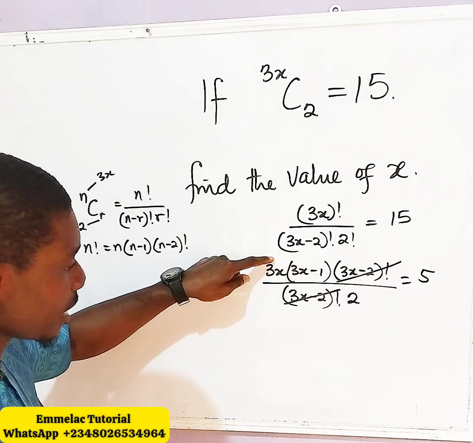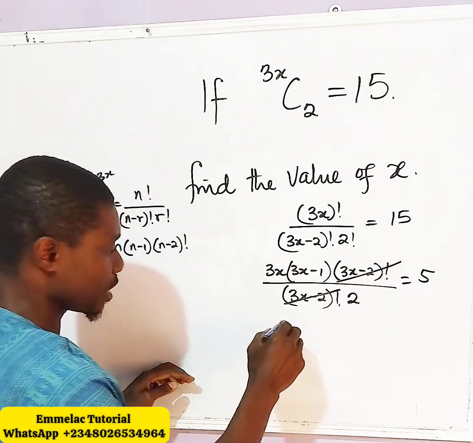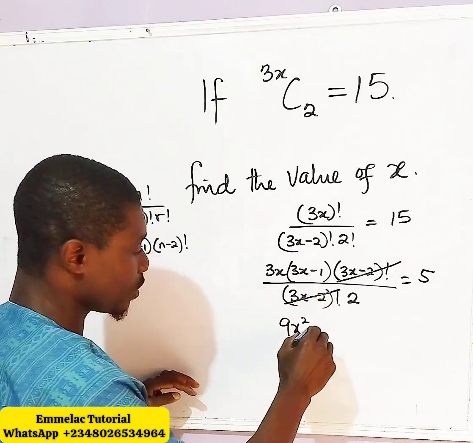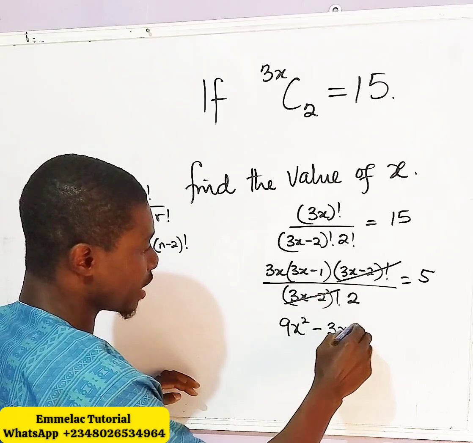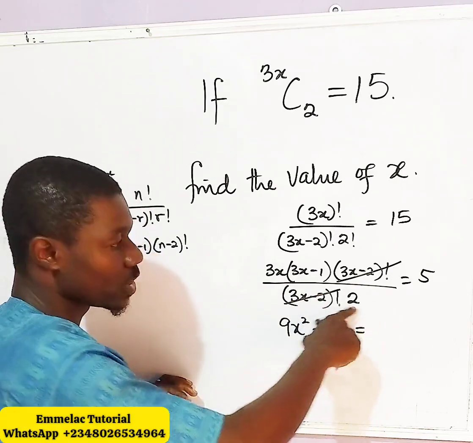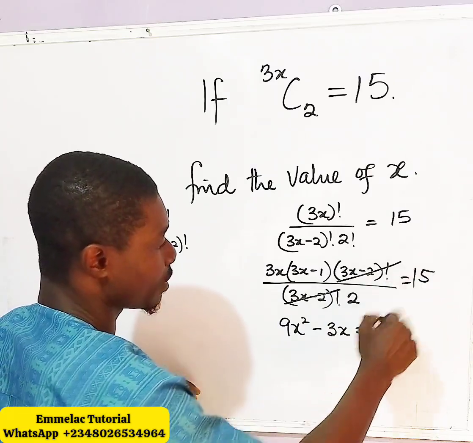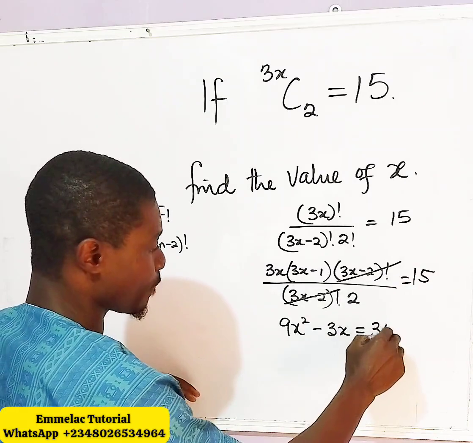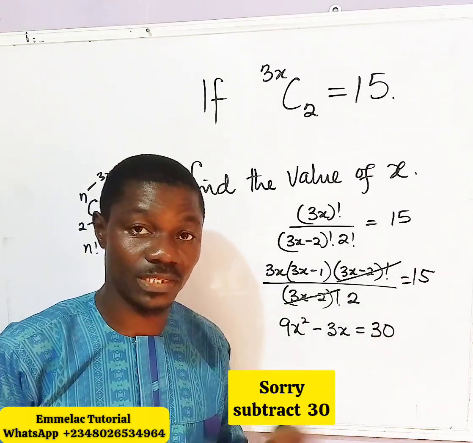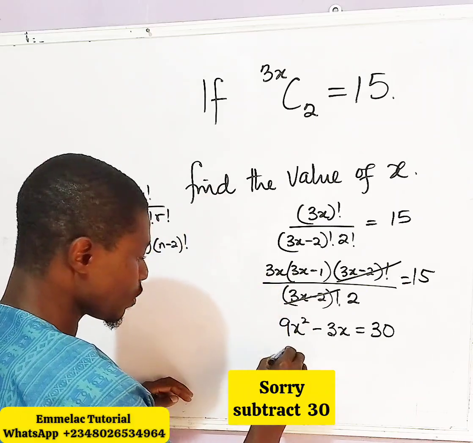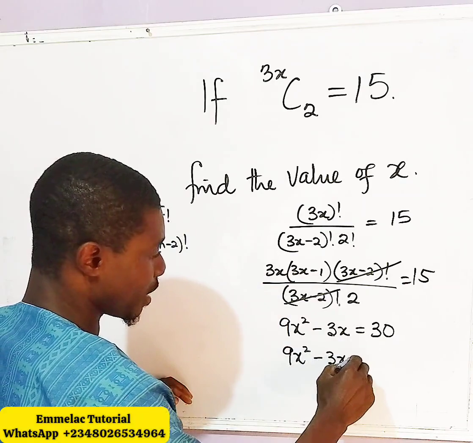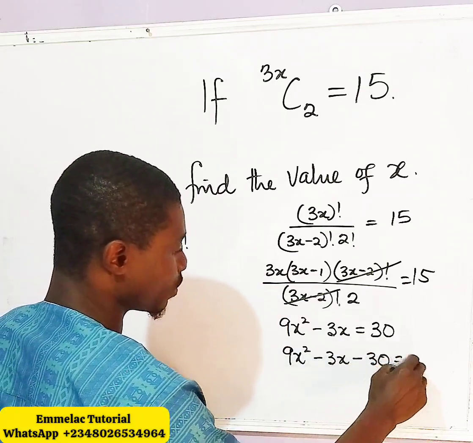Now we multiply here. 3x times 3x will give us 9x squared. Now 3x times negative 1 gives us minus 3x. Then equals, this is 15, sorry, 2 times 15 will give us 30. Now when we add 30 to both sides of the equation, we have 9x squared minus 3x minus 30 equals 0.